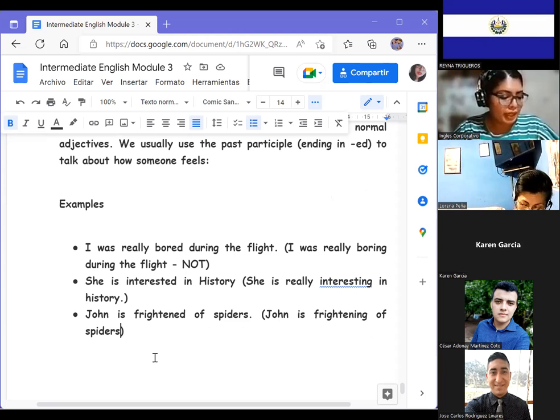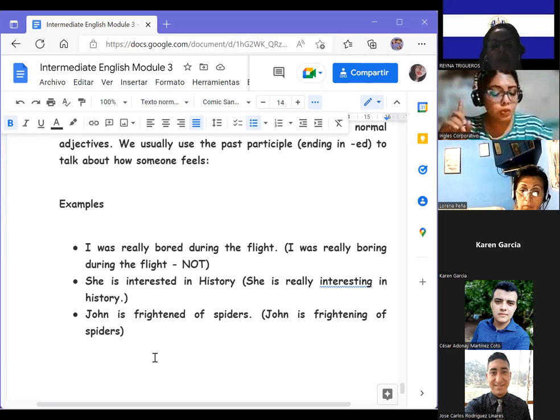We usually use the present participle, the words ending in ing, to talk about the person, thing, or situation that has caused the feeling. So remember, in the first case, we are using the past participle to talk about how someone feels, but we are using the present participle to talk about the person, thing, or situation which has caused the feeling.